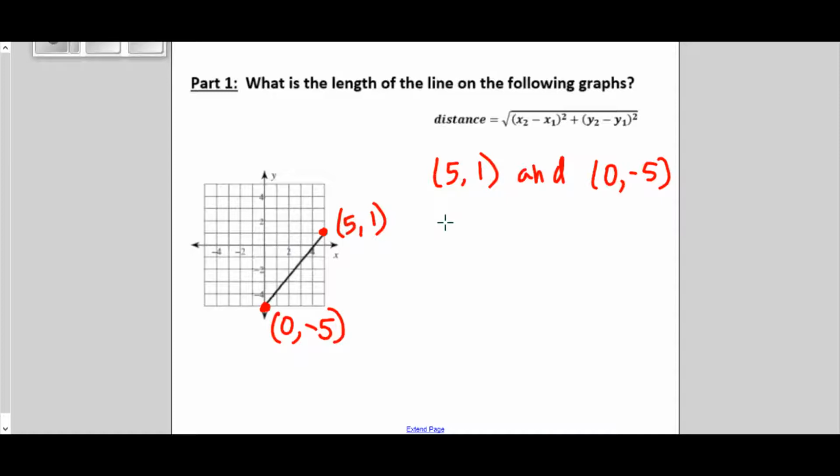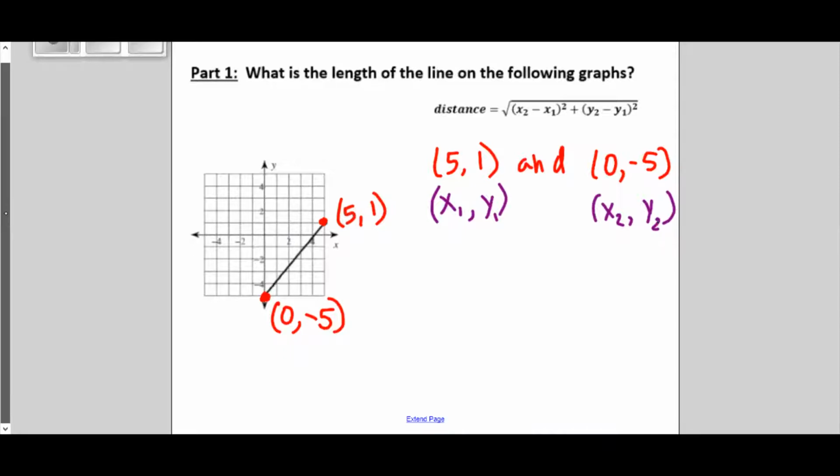So if we remember, ordered pairs are x, comma y. So I have x, comma y and x, comma y. But remember, we need to differentiate between the 2 points. So this first point, I'll call it x1, y1. And the second point, I'll call it x2, y2. Just remember, we're trying to differentiate between these 2 points. So we're trying to figure out the distance between those 2 points. So we need to label one of them x1, y1 and the other one x2, y2.